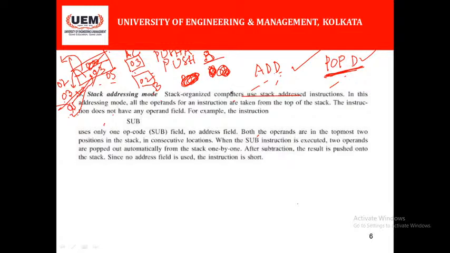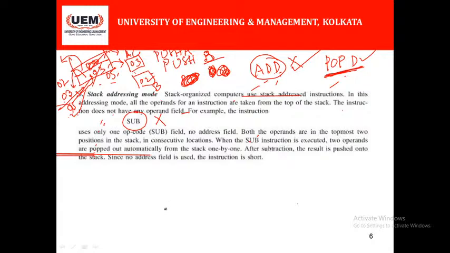So in a stack based computer, we use these types of stack address instructions. In this addressing mode, all the operands for an instruction are taken from the top of the stack. Look at that. 02 is popped from the stack. 03 is popped from the stack. The instruction does not have any operand field. Look at that. Sub, this does not have any operand field. Add, it does not have any operand field. So it's a zero address instruction.